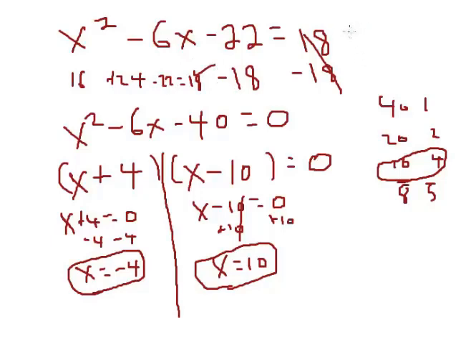Now let's try it with 10. We have x squared, which was 100, minus 6 times x, which is 6 times 10, which is 60, minus 22, and of course 100 minus 60 is 40, minus 22 is 18, which is what we wanted, so both roots work.